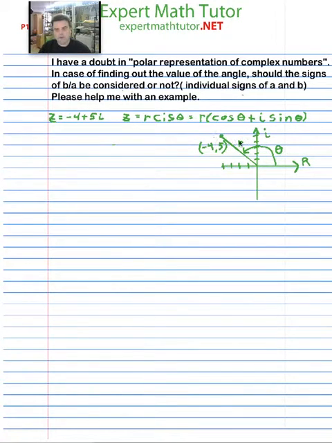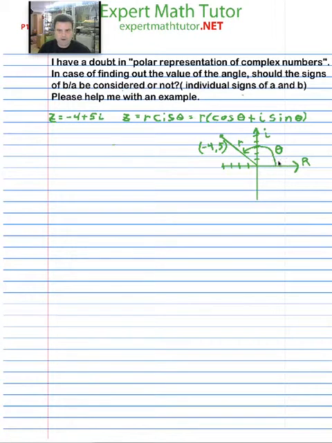So here's the example that I chose. And the answer is yes, the signs always need to be considered, but if you know what you're doing in the actual computation itself, you don't need to consider the signs. So what I would do is always draw a picture or think of a picture of the point that represents the complex number in the complex plane. And the complex number I chose was -4 plus 5i. And I drew this picture to represent the point.